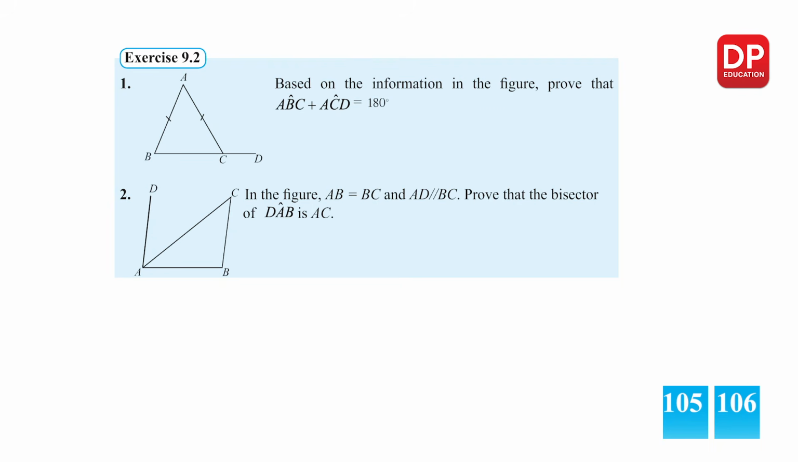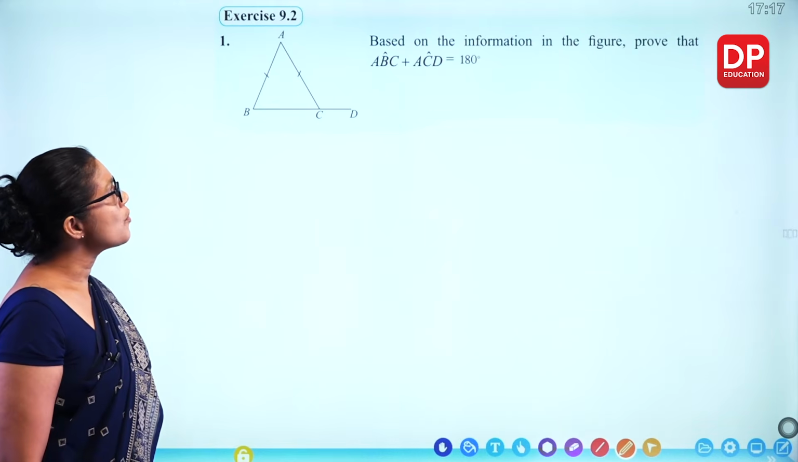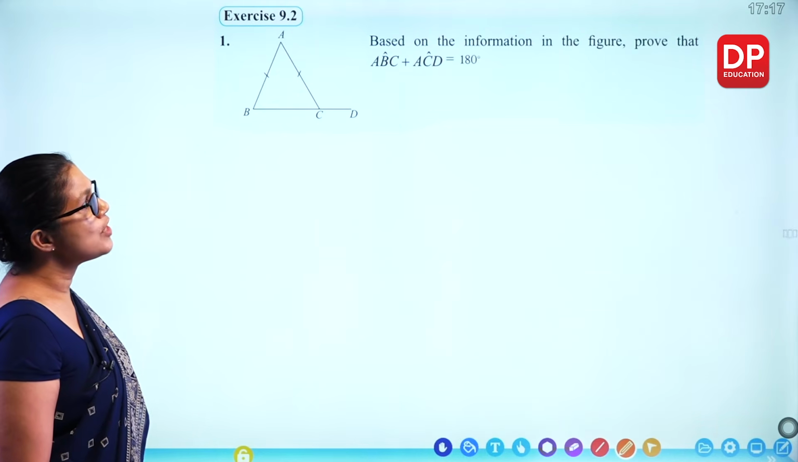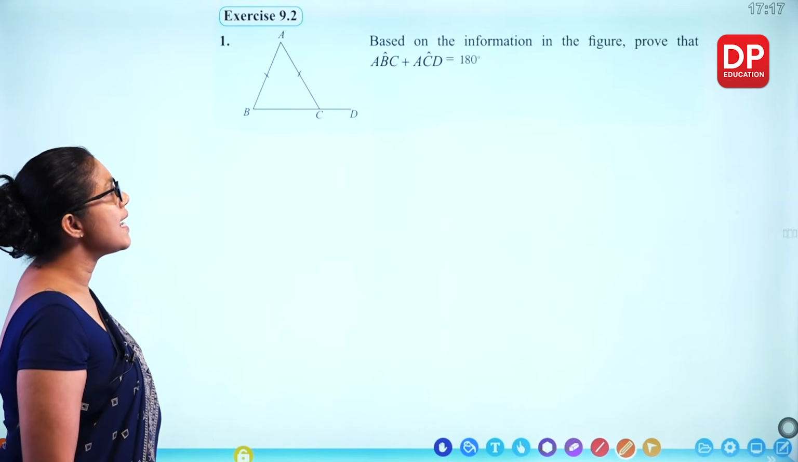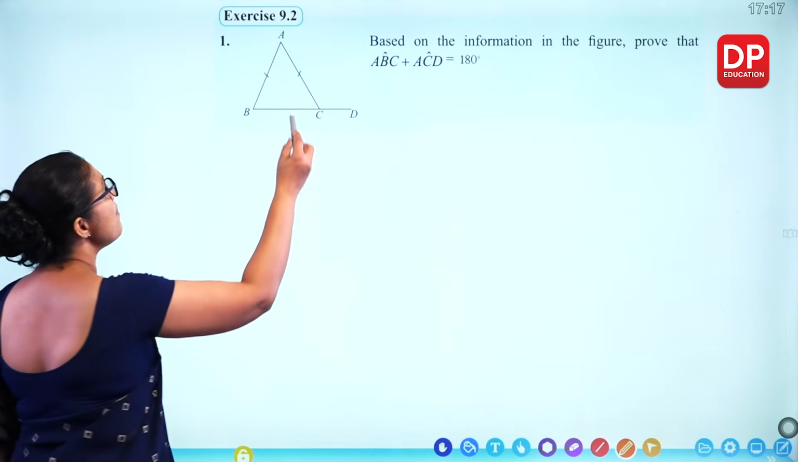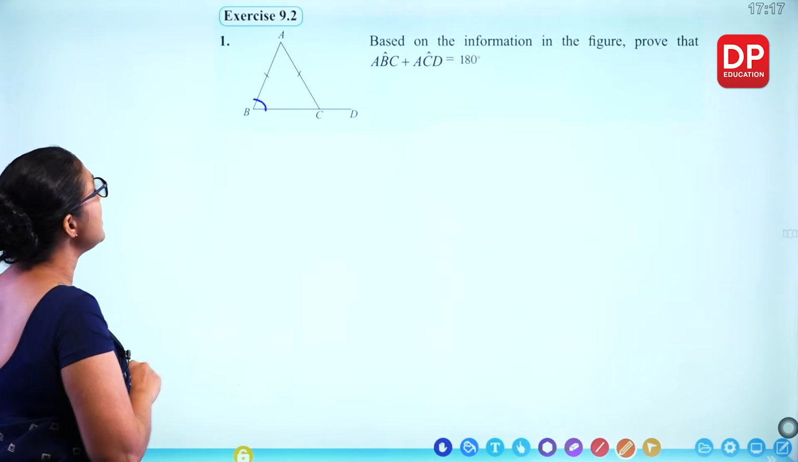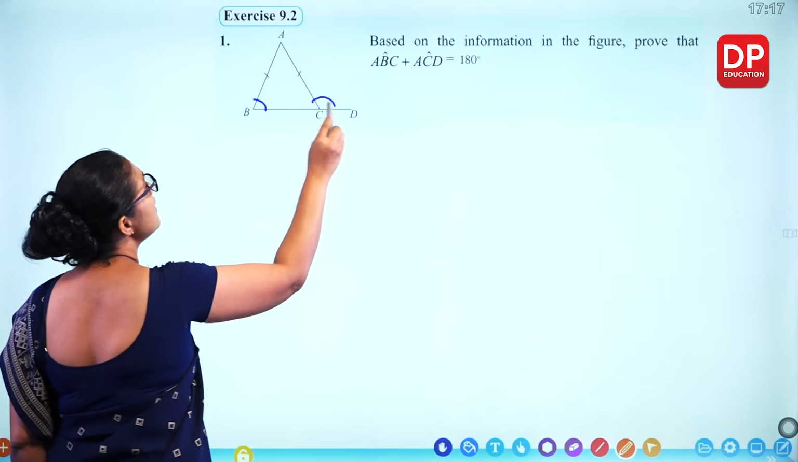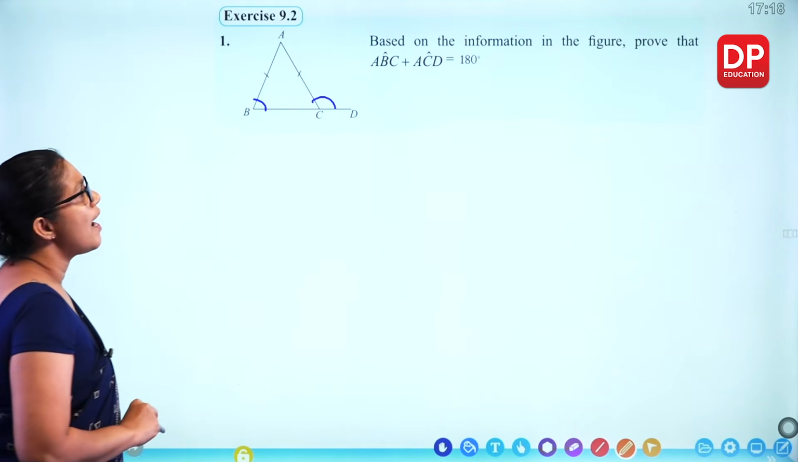Now we'll look at exercise 9.2 in your textbook. In the first question it says, based on the information in the figure, prove that ABC plus ACD is 180. So let's see what is ABC, this angle. What is ACD? This angle. And you are asked to prove that this plus this becomes 180.